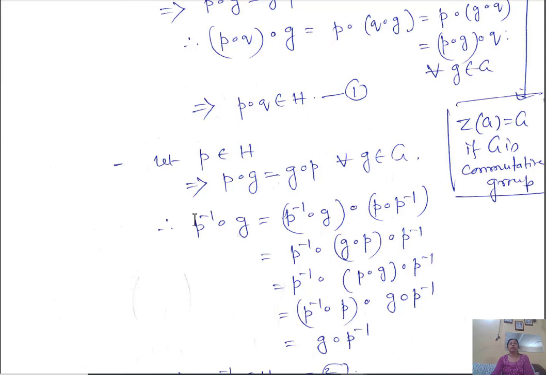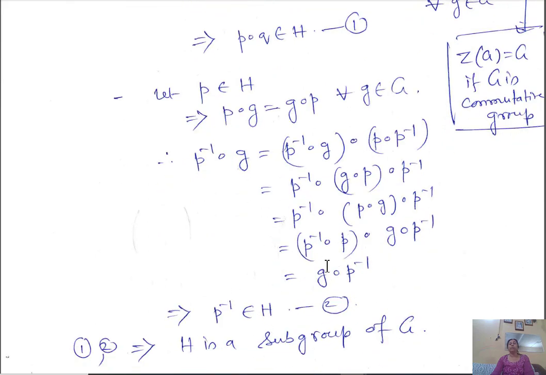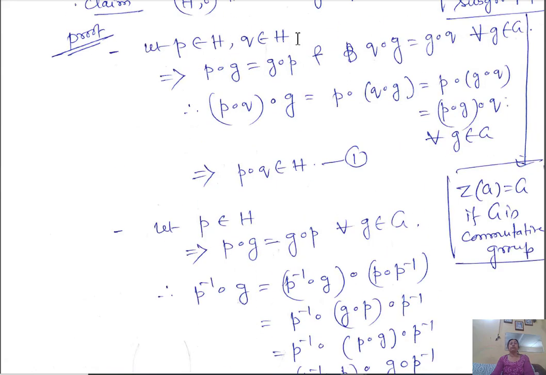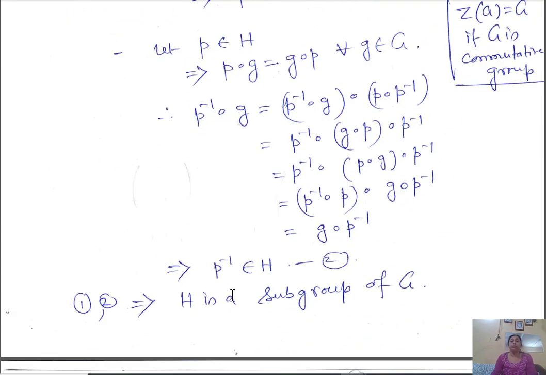So P inverse also commutes with G, for all G belongs to capital G. This implies P inverse is also in the set capital H. Okay, so P, Q belongs to H implies P composition Q belongs to H. P belongs to H implies P inverse also belongs to H. Therefore, this is a subgroup of G.